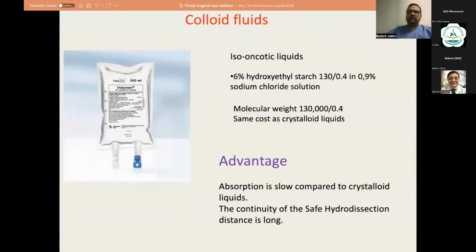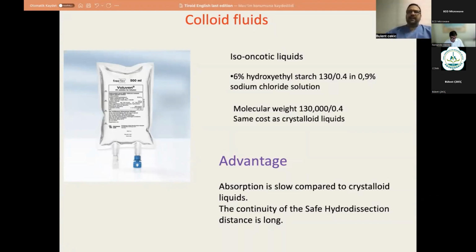Therefore, we have a clinical trial in my clinic. We try colloidal fluids in some patients that have big thyroid nodules, and if the procedure is longer, we try this group. The advantage of colloid fluids is very good. Normally, we use it in hypovolemic shock in the emergency department. It is an iso-oncotic liquid. It's a hydroxyethyl starch, and the molecular weight is very high.